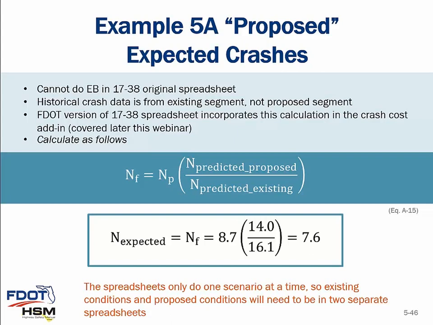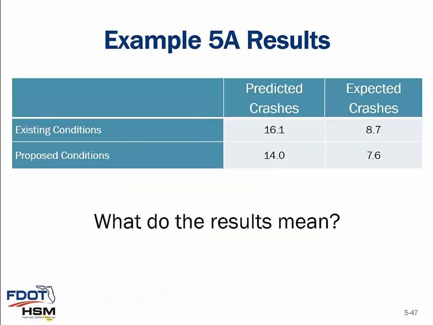So that's a ratio. That ratio is how we would then create and estimate the new predicted for the proposed condition. You see the results here, and what do the results actually mean? What are they telling you here?